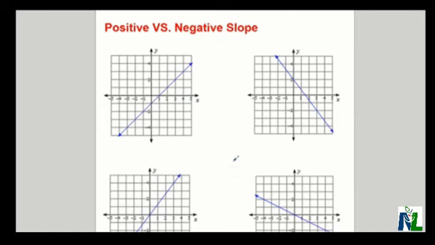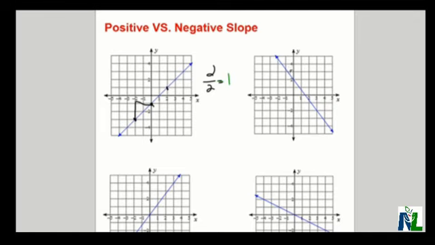We're looking at positive versus negative slope. So we're finding slope. Let's pick a couple points on the line. Our slope is rise over run. We go up 2, forward 2. So we have our up 2, right 2, 2 over 2, and that equals 1.